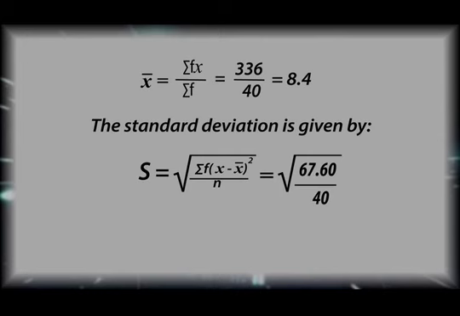67.60 divided by 40. And that gives us the square root of 1.69. And our final answer is 1.3. And so the standard deviation for that distribution is 1.3.